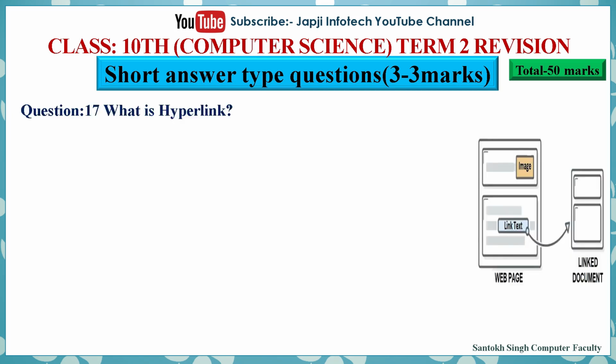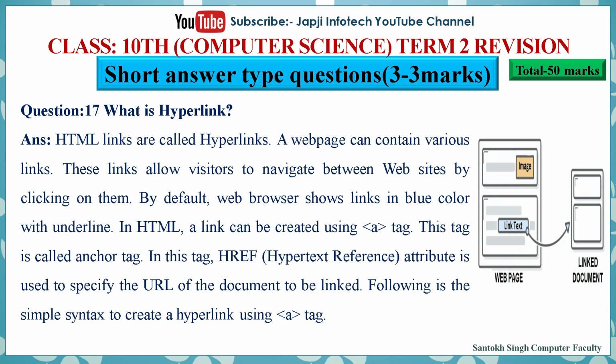And the 17th question is, what is a hyperlink? So HTML links are called hyperlinks. A web page can contain various links. These links allow visitors to navigate between websites by clicking on them. By default, web browsers show links in blue color with underline. In HTML, a link can be created using the a tag. This tag is called the anchor tag.